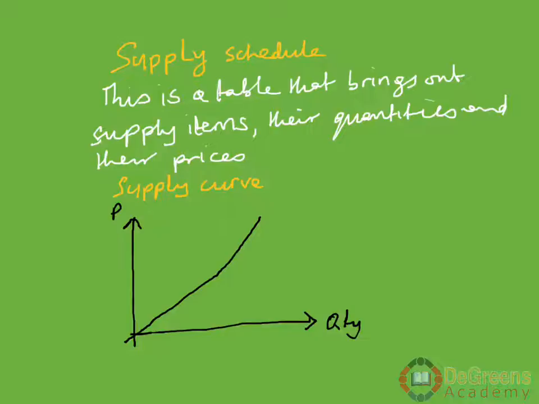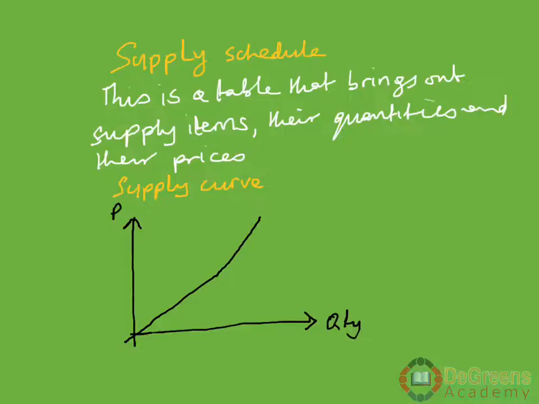So here we're looking at the quantity supplied to changes in price. So the supply schedule, as we saw with the demand schedule, is simply a table. It's a table that brings out supply items, their quantity, and their prices. So that is the supply schedule, from which we come out with a supply curve. And we can see that the supply curve is opposite to the demand curve. It goes in a different direction.